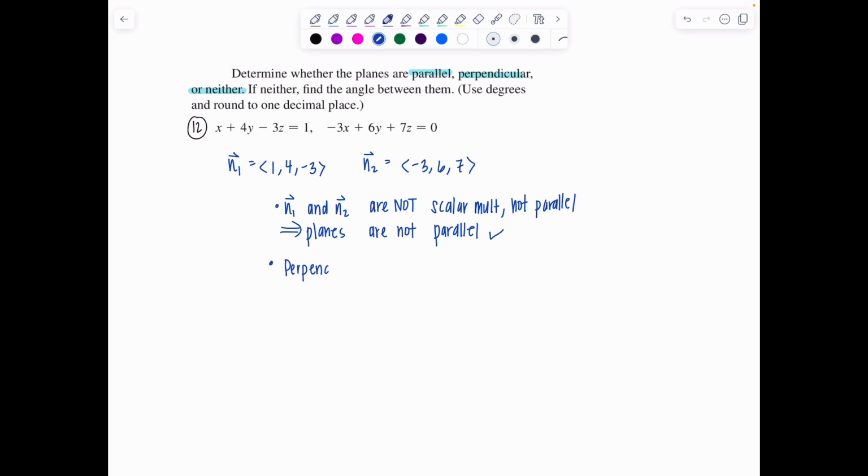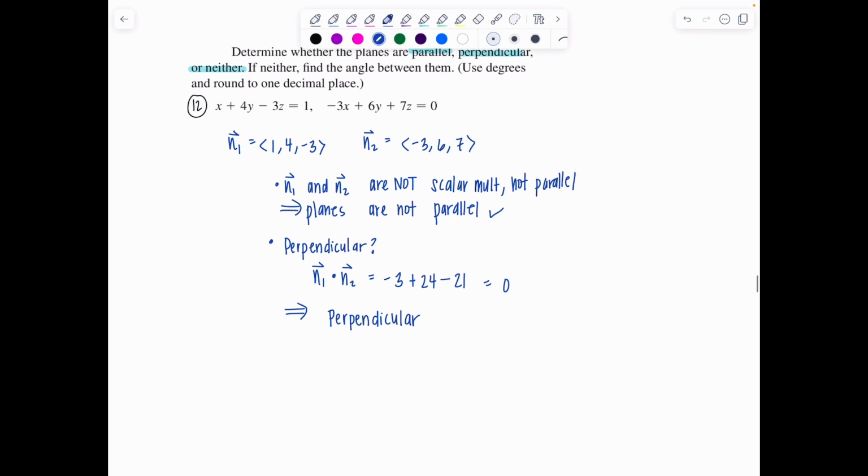How could I determine if the planes are perpendicular? If their normal vectors are perpendicular. How do we check that? Check what their dot product is. So 1 times negative 3 plus 6 times 4 minus 21. Ooh, that's 0. Perfect. So that means the planes are perpendicular since their normal vectors are perpendicular. Done. Good? Okay, let's look at another one.